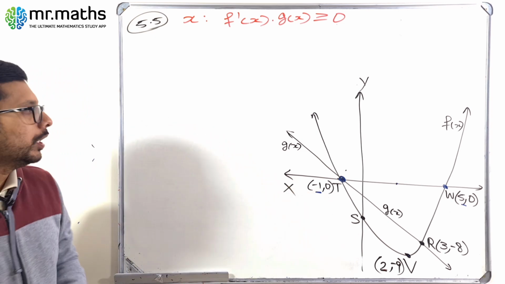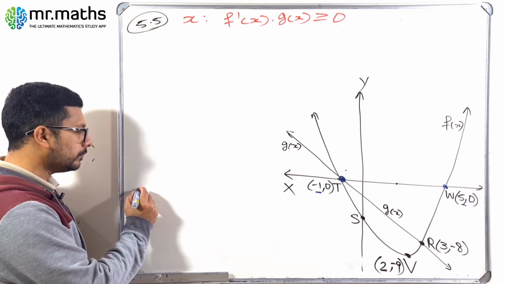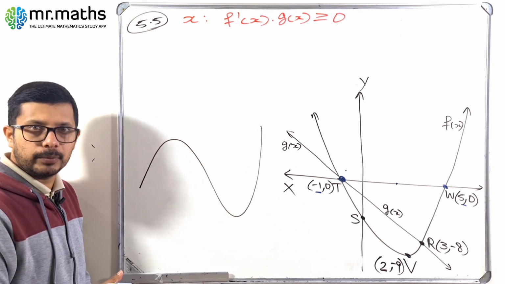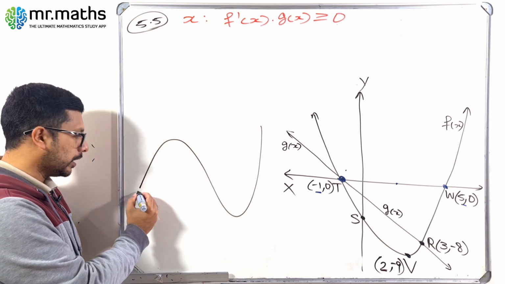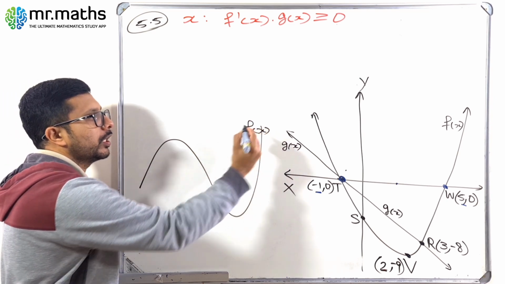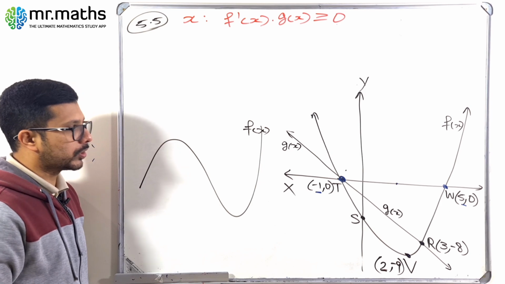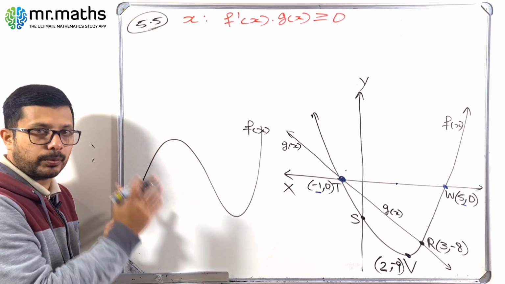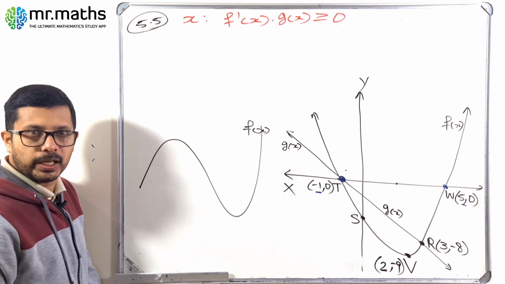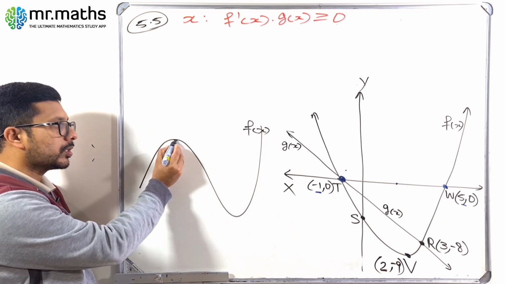Those who studied the calculus section, listen here. In calculus you studied the cubic graph, am I right? This is our f of x graph, cubic f of x. I'm not talking about this equation in our question, I'm just going to explain something from calculus. Assume that this is our cubic graph f of x. Here you can see that this graph is increasing up to this turning point.